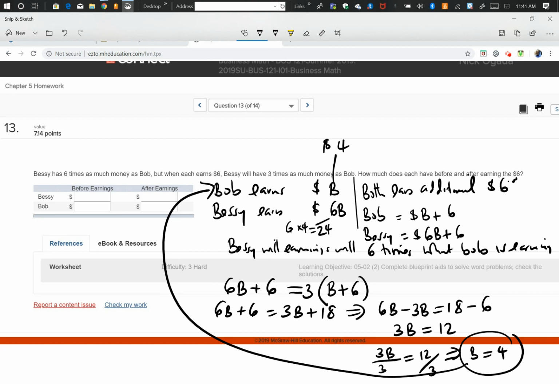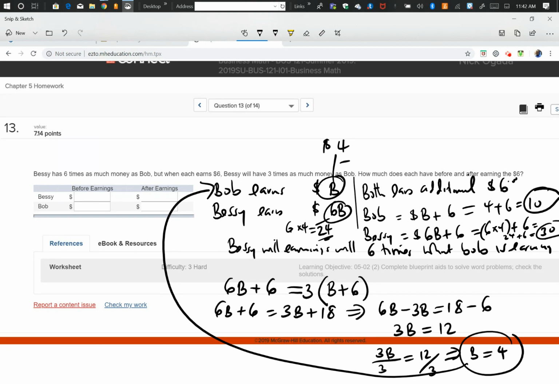But after the increase, you have to incorporate the $6 into those computations. We know what B is, so we know what Bob was earning after the $6 additional earnings. After, it's 4 plus 6, so Bob is earning $10. And we can also say what Bessie is earning after the $6 is 6B plus 6, so it's 6 times 4 plus 6, which is 24 plus 6, that is $30. So now we have the earnings before, and then we have also the earnings after.